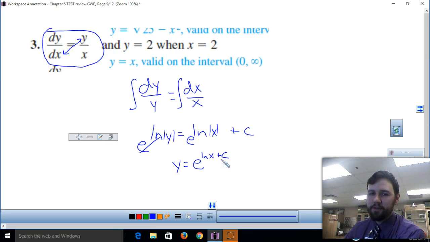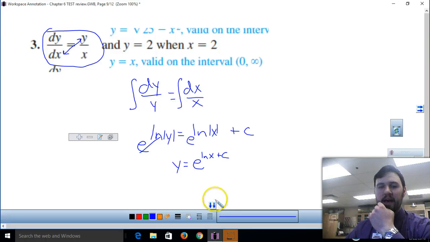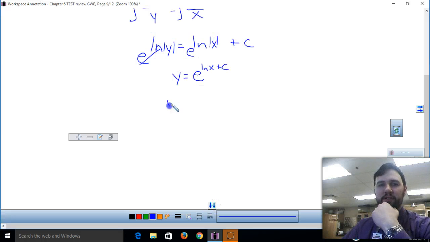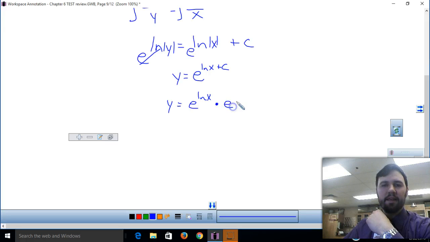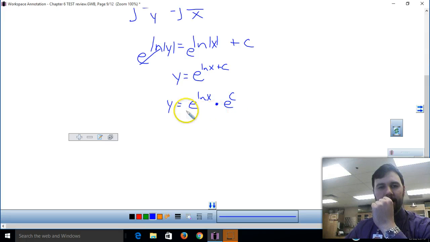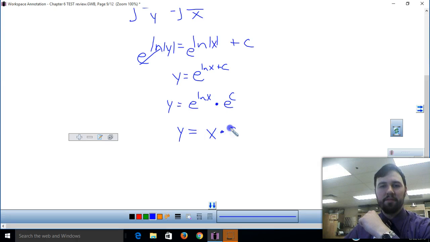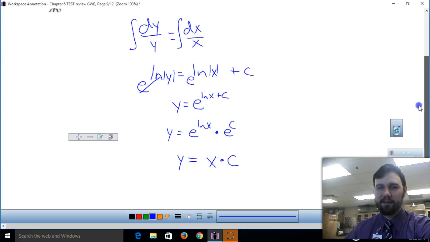Now that's close, but no cigar. What I can do is change this to y equals e to the natural log of x, times e to the c. So I get y equals x times some number c. Didn't that work out nicely?